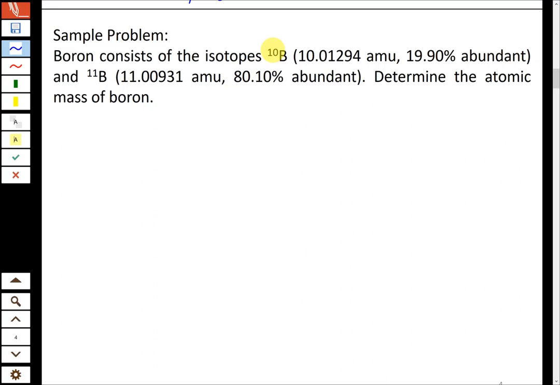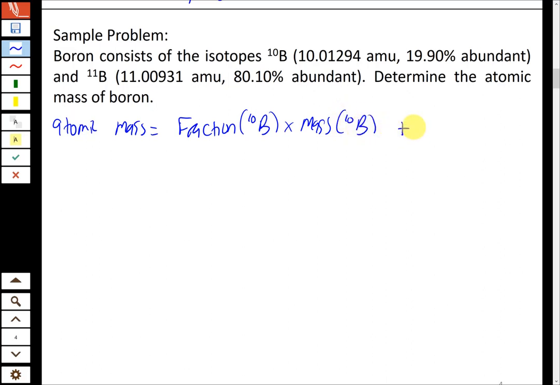So when we see a problem like this, where we're giving you isotopes and abundances and asking you something about that, we should automatically think of the relationship that I just gave you, which is that the atomic mass is the fraction of each isotope multiplied by its mass. So we have boron-10 as one of our isotopes, and we need to multiply that by its mass. And then we're going to add to that the fraction of the other isotope, boron-11, multiplied by that mass.